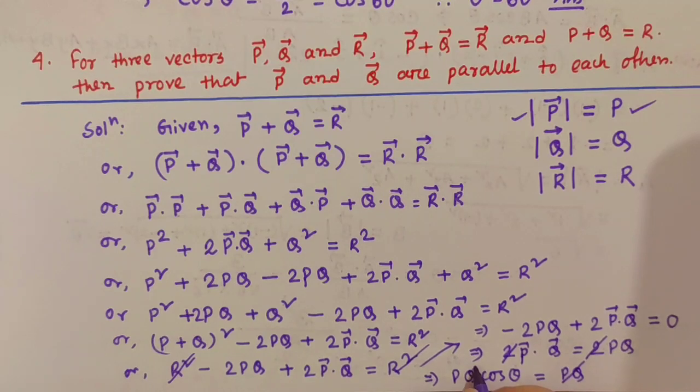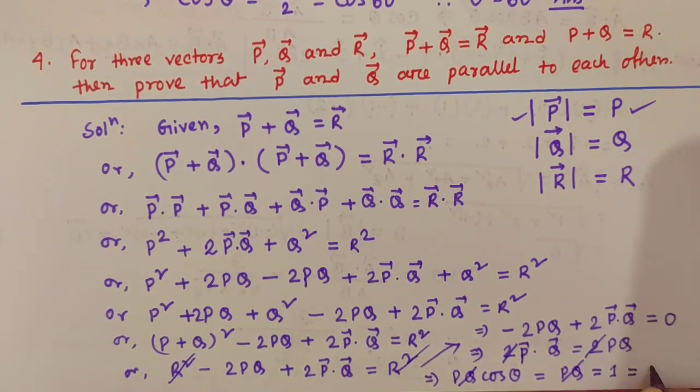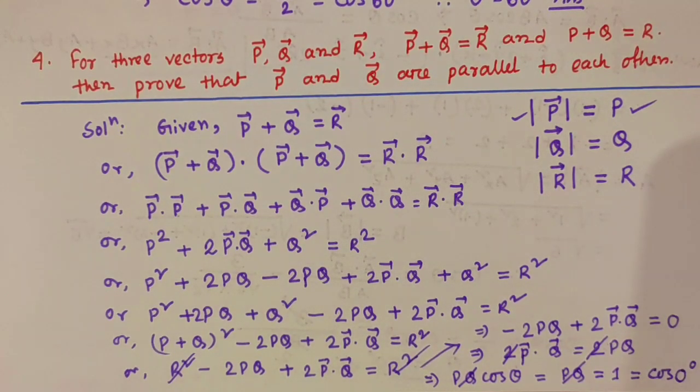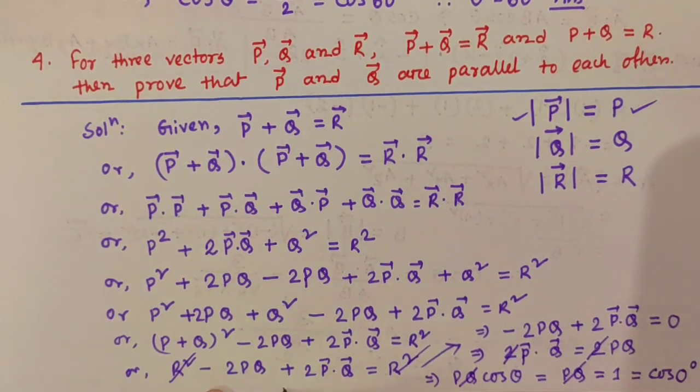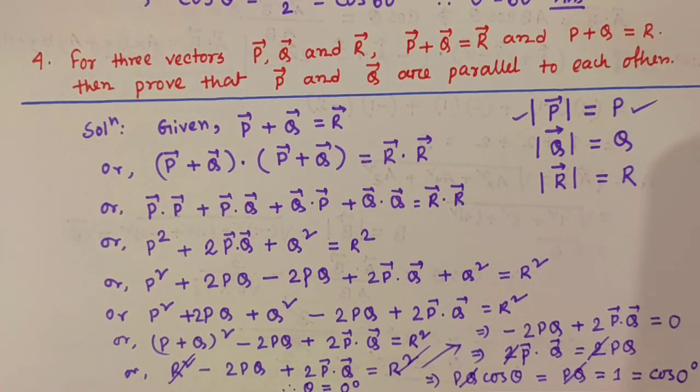So PQ cancel out. So cos theta is equal to 1, which is equal to cos 0 degree. The value of cos 0 degree is 1. So if cos theta is equal to cos 0 degree, then what is the value of theta? So theta is equal to 0 degree. Cos theta equal to 1 means cos 0 degree, so theta is equal to 0 degree.